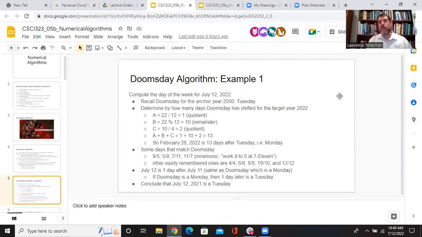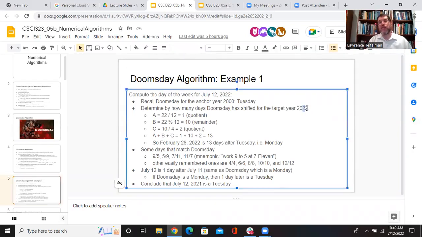And here's what we do. We take the last 2 digits of that year, the 22, and we divide by 12 and we get 1. We also take the remainder of dividing by 12 and we get 10. And we take that 10 and divide by 4 and we get 2. When we add those up, we get 1 plus 10 plus 2 is 13.